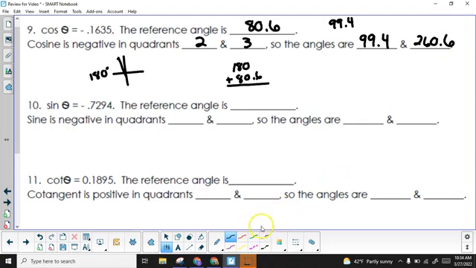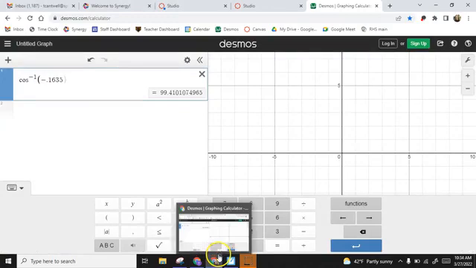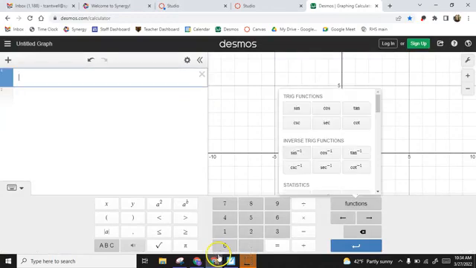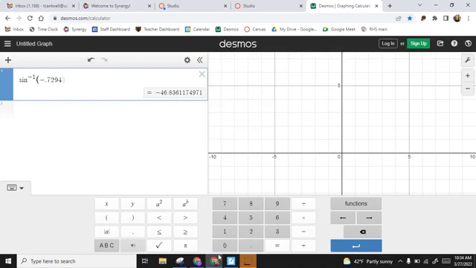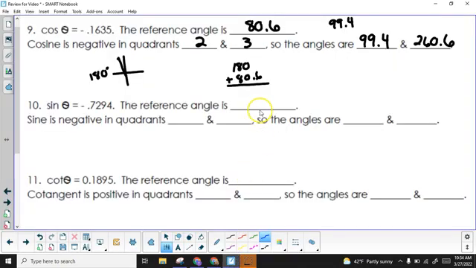Now we'll do the same process with our other angles. For this next one, the sine of theta is negative 0.7294. So let's find the reference angle. We're going to go to Desmos, and we're going to do the inverse sine of negative 0.7294. It's rounded to the nearest tenth. It's negative 46.8. Okay, so we got a negative 46.8, but a reference angle has to be a positive acute value. This is still acute. If we just take the absolute value of this, then our reference angle would be 46.8.